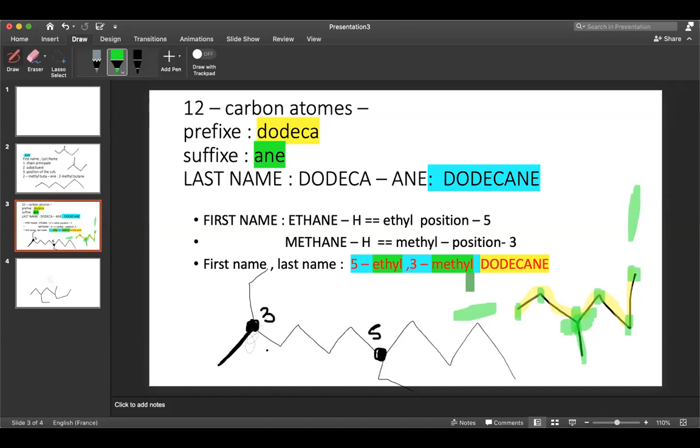All right, let me just clarify the question. I was asking that question because if we start counting from this possible shortest route, where the first constituent is at position 3, then when we reach the ethyl group, it has position 8. Now why are we writing 5?